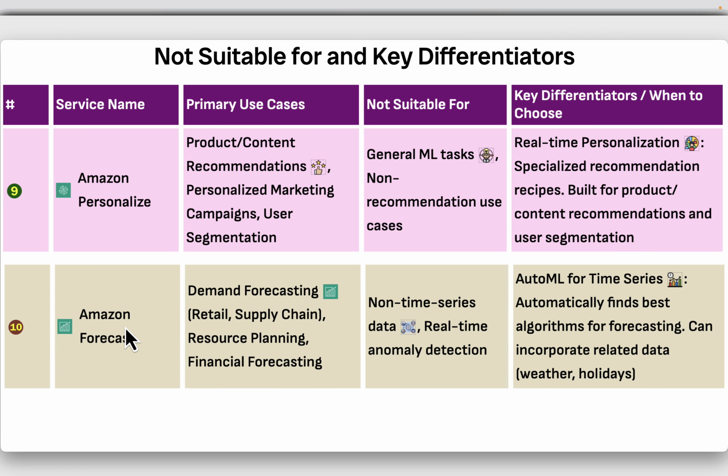Next service, Amazon Forecast. So primary use cases are demand forecasting for retail supply chain, resource planning, and financial forecasting. This is not suitable for non-time series data or real-time anomaly detection. So when to choose and key differentiators are AutoML for time series, which automatically finds the best algorithms for forecasting, and it can incorporate related data like weather and holidays.